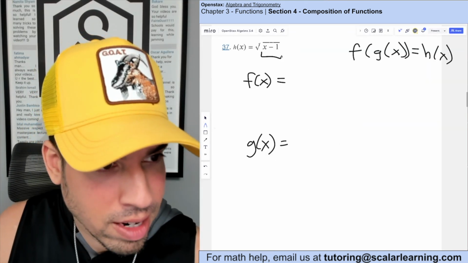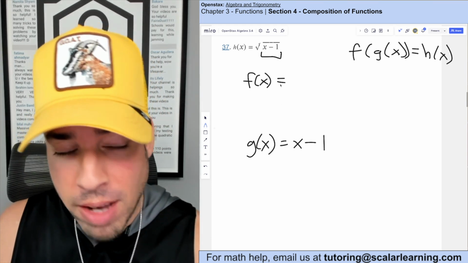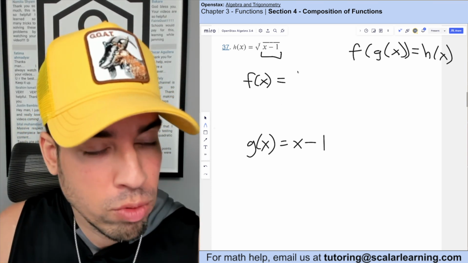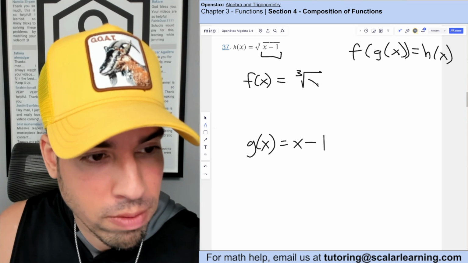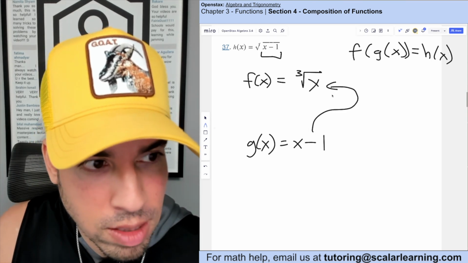Boom, done. Once again, we're going to make g of x this internal piece, which is x minus 1. And then we're taking f of g of x. So we want the entire thing cube rooted. So I'm just going to make it cube root of x, which would work nicely when we take f of g of x. This whole thing replaces the x.